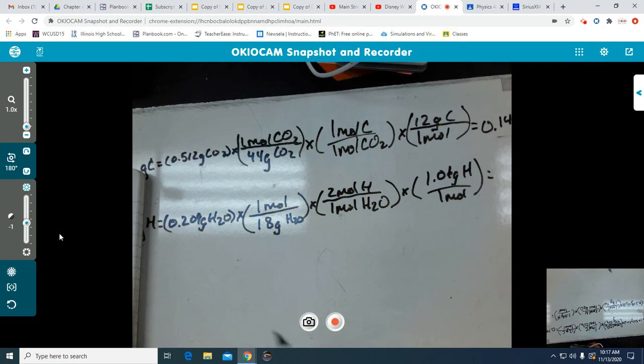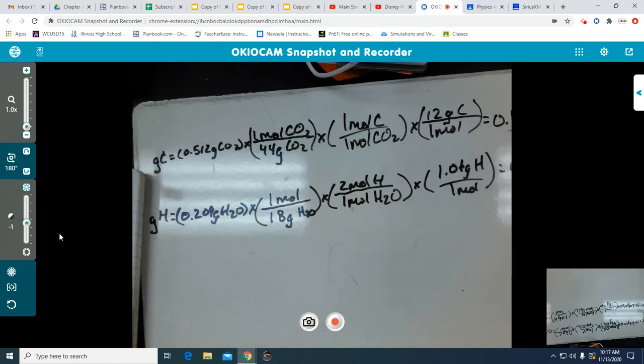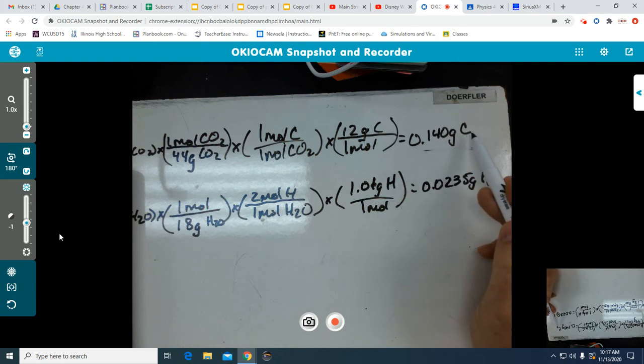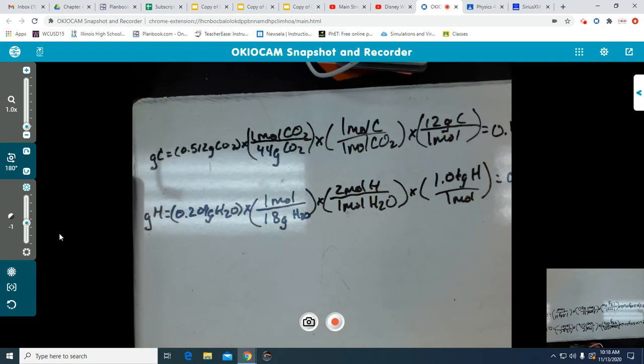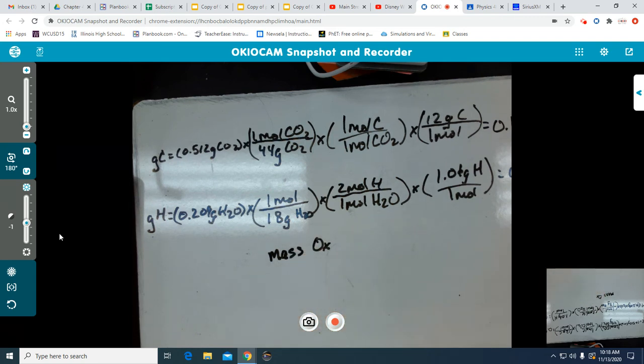So 0.209 divided by 18 times 2 times 1. We get 0.0235 grams of hydrogen. So we have our mass of carbon and our mass of hydrogen. We now have to sum those up and subtract from our total sample mass that we were given in the problem to help determine the mass of oxygen.